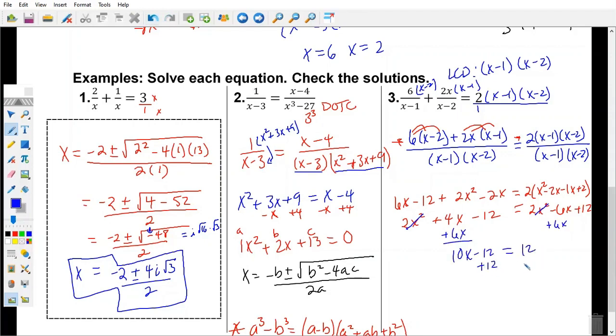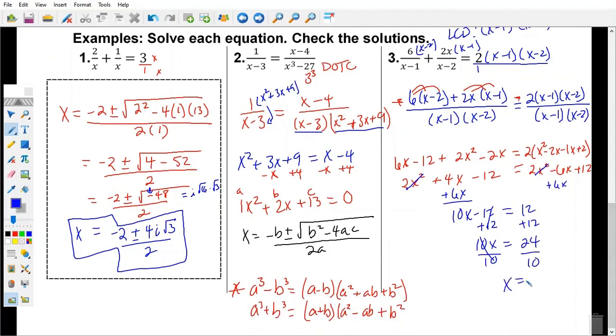I'm going to add 12. And I get 10x equals 24. Then I divide by 10. So then we end up with x equals 2.4. Okay, then I can go back, plug it in, test it out, make sure I did it right. I would suggest using your calculator to check it.